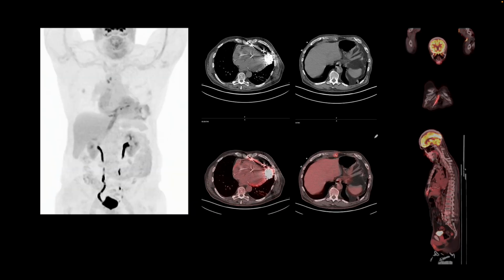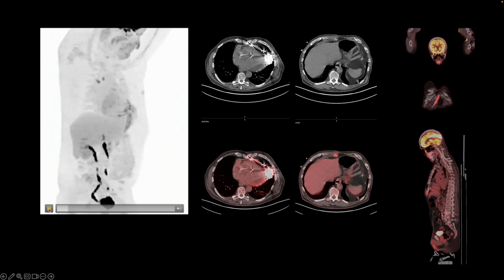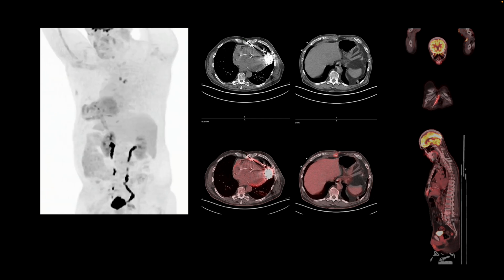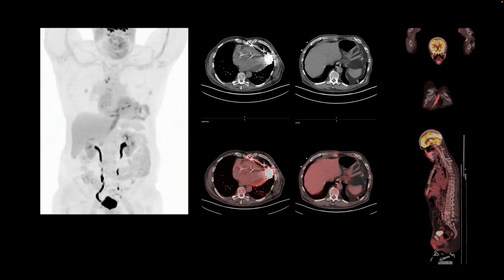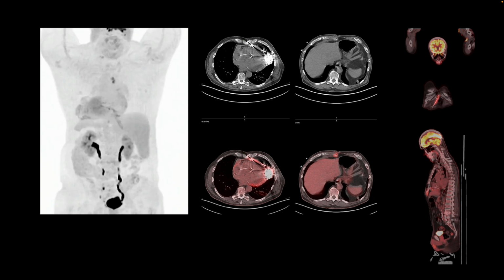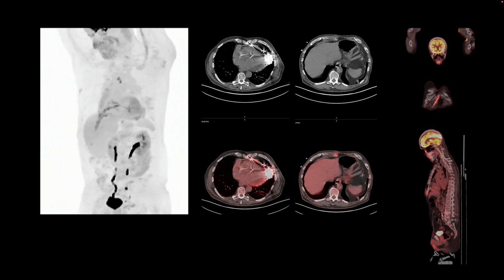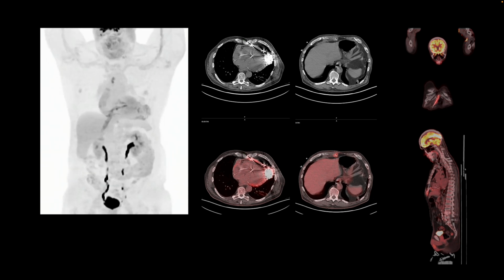We will start with this FDG PET-CT study. This was performed to stage lung cancer. The lung cancer was histologically adenocarcinoma and it is not FDG avid, and that's okay. We know that lung adenocarcinoma is a histology that is not as FDG avid.